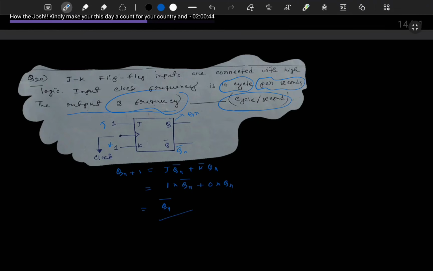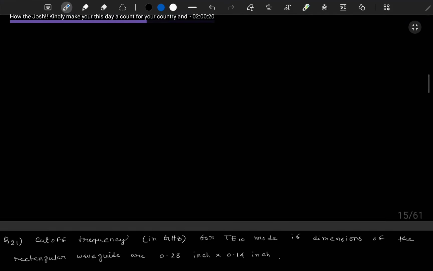So next state is complement of the previous state. So the flip-flop is working in toggle mode, so the mod number will be 2. So the output Q frequency will be f clock by the mod number. It is 10 by 2, so 5 Hz. Answer.